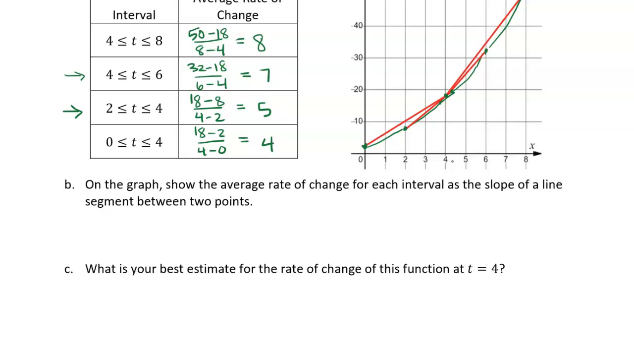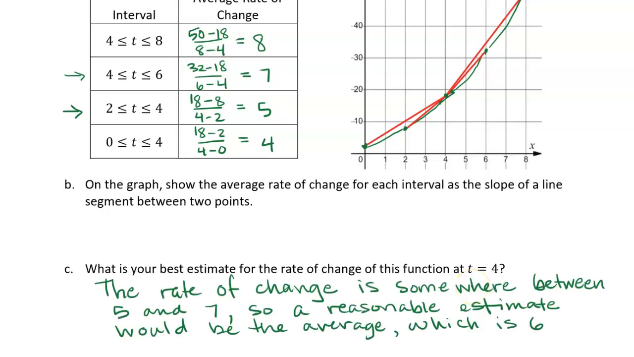So I'm just going to write, like I said, the rate of change is somewhere between 5 and 7. And if we average those two values, we get 6. So a reasonable estimate for the average rate of change at 4 is about 6.